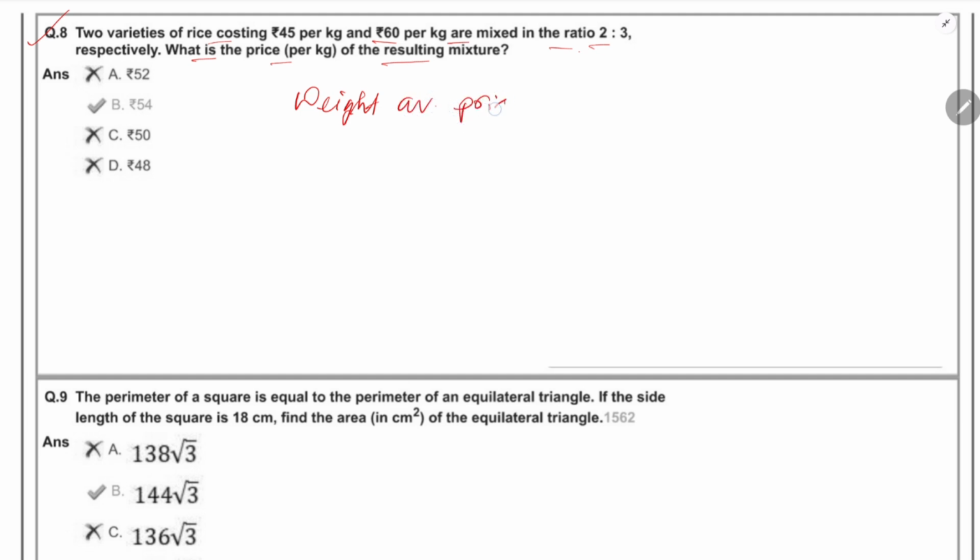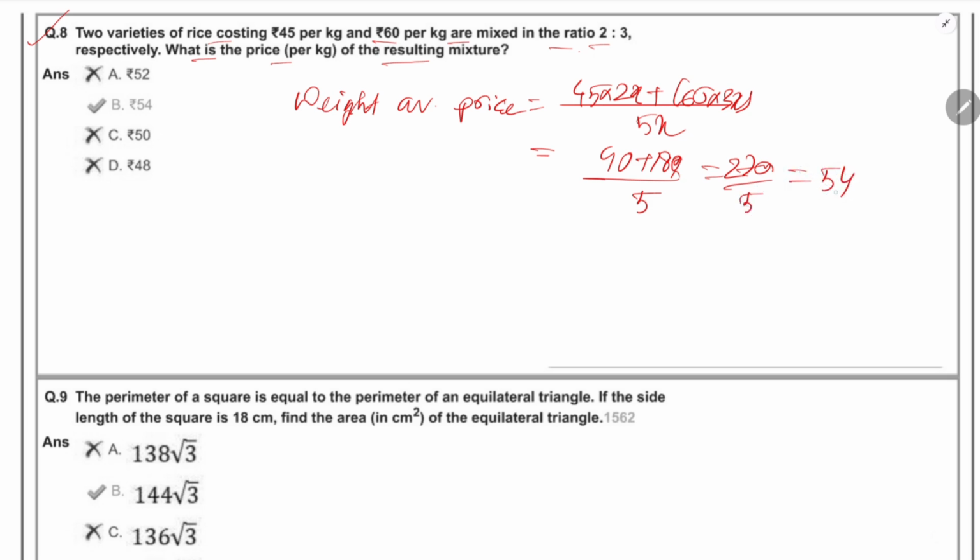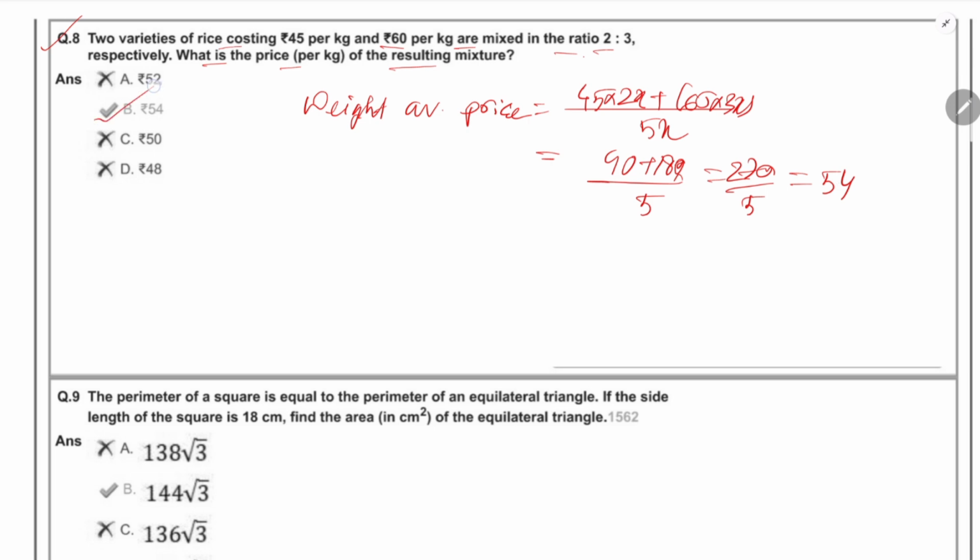Weighted average price is equal to 45 rupees into 2x kg, plus 60 rupees into 3x kg, and the total is 5x. So this will be (90 plus 180) divided by 5, that is 270 divided by 5, which is equal to 54. This is 54 rupees per kg. Option B is correct.